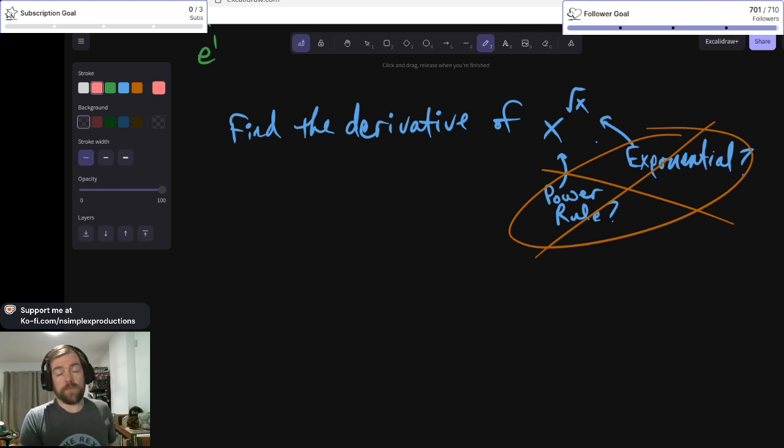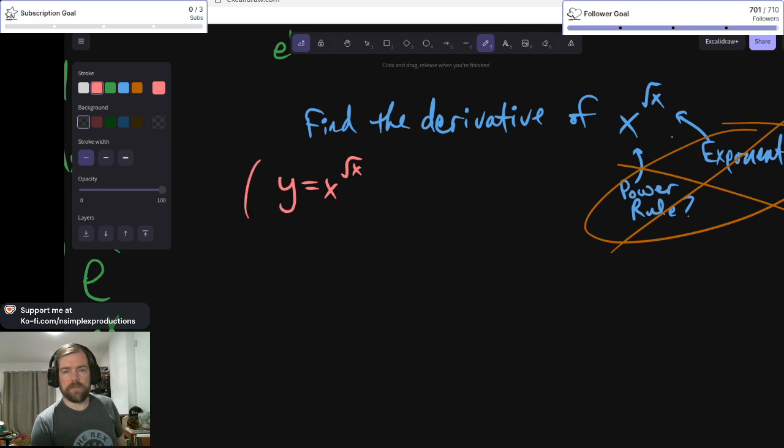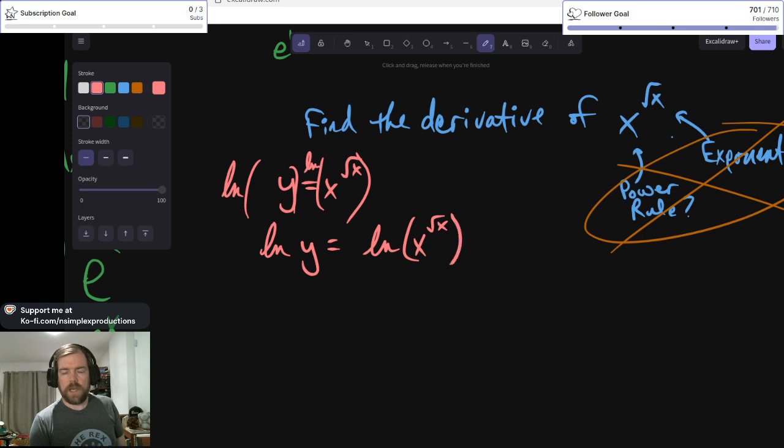So the first method, there are kind of two ways that I know how to do this. One was one that I found in the book, and the other is what I learned when I was both learning and teaching this, which is that we could let this equal y, and then take the natural log of both sides. So the natural log of y is going to be equal to the natural log of x to the root x. And as we just discussed, because of the natural log, we can now bring the exponent down and multiply it in front.